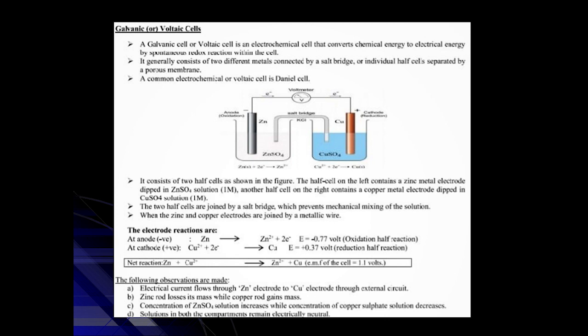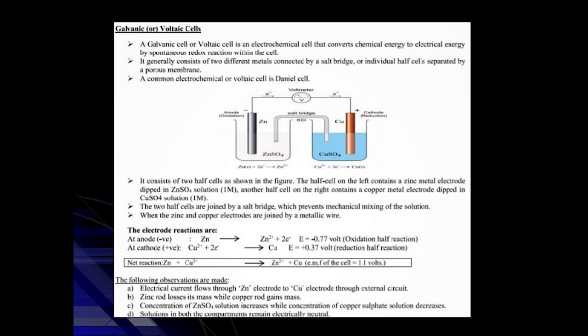Then the electrode reactions take place. Let us see what electrode reactions take place. At the anode, oxidation reaction takes place, means the loss of electrons takes place. Zinc gives rise to Zn2+ plus 2 electrons. Here the E value is minus 0.77 volts. At the cathode, reduction takes place, means the gain of electrons takes place. Cu2+ plus 2 electrons gives rise to Cu. Here the value of E is 0.37 volts.